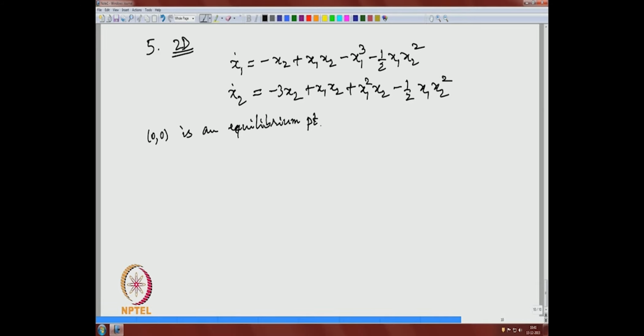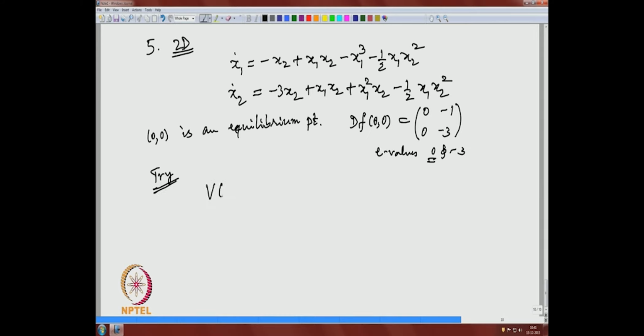So, here again if you compute the Jacobian, this will be [0, -1; 0, -3]. So, again the eigenvalues are 0 and minus 3. Okay. So, it is again degenerate, because the matrix is singular. Again a degenerate system. So, now let us try this.